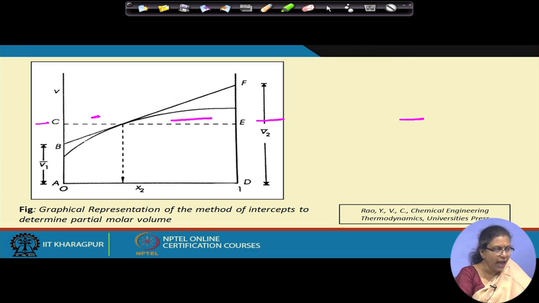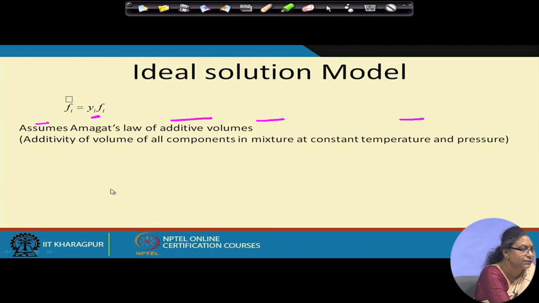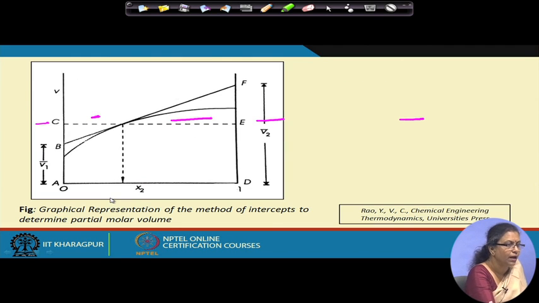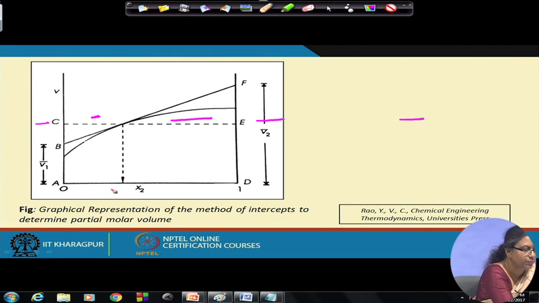And we would like to find out the partial molar volume at some particular point, say at x 2 equals to 0.3. Suppose I would like to find out. So, this is the point. At this particular point, I would like to find out the partial molar volume. What do I do? I draw a tangent to the curve. And from this equation, what do I find?